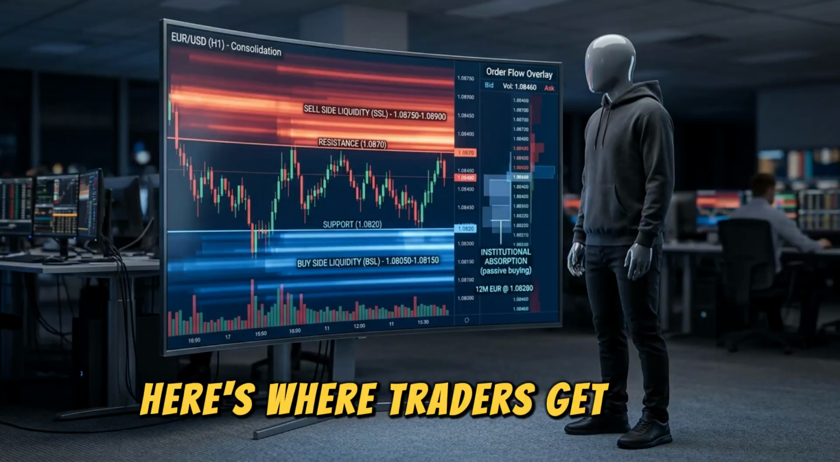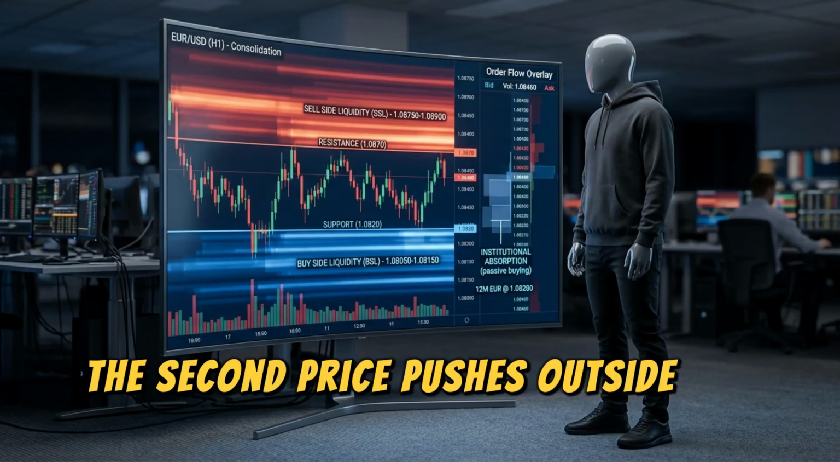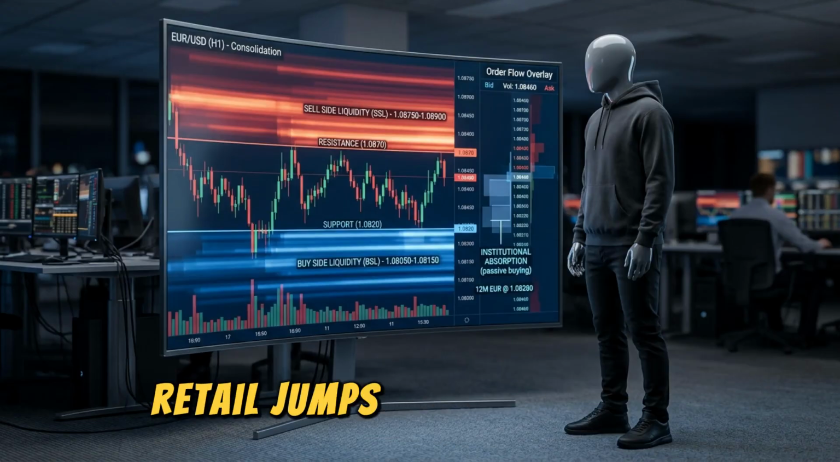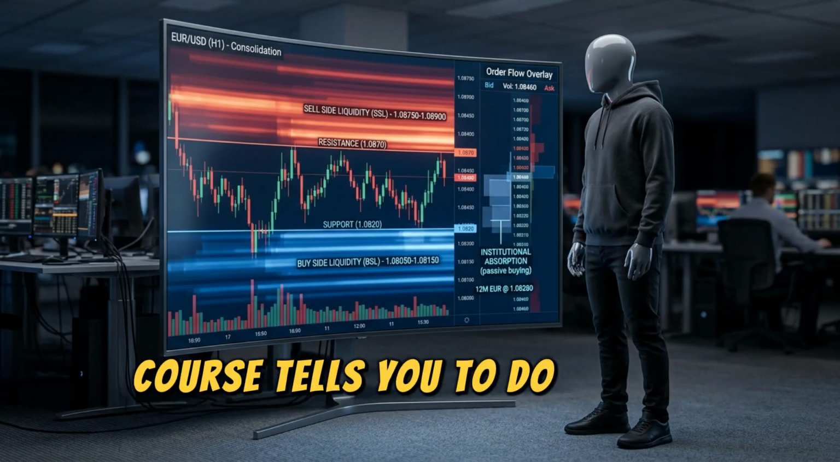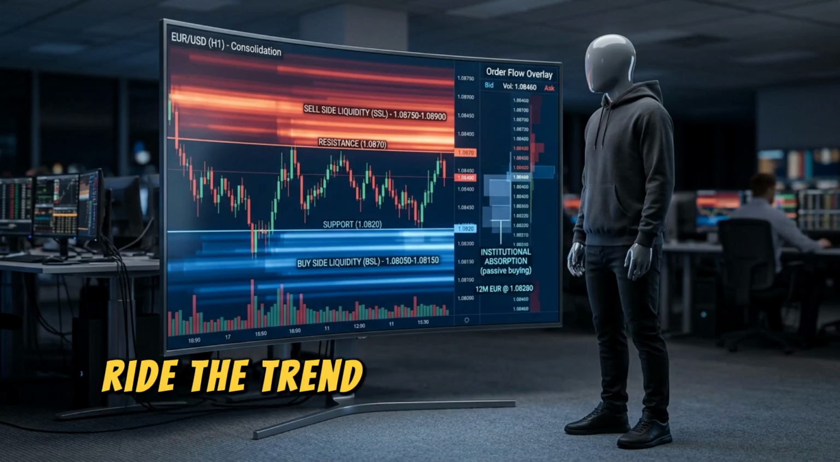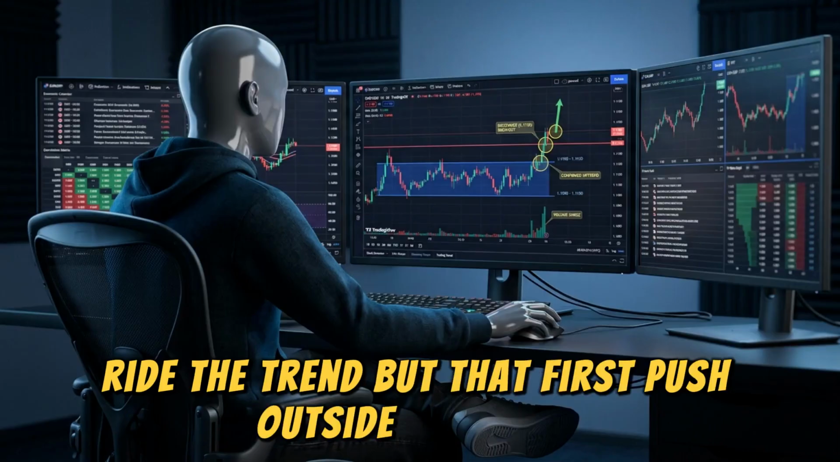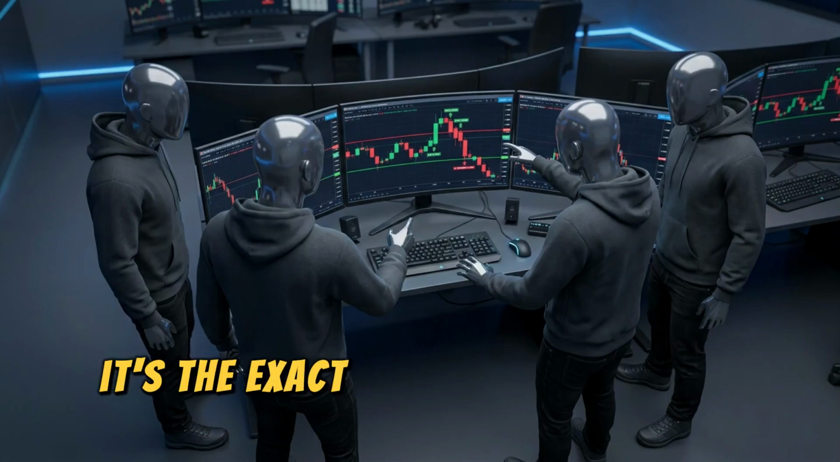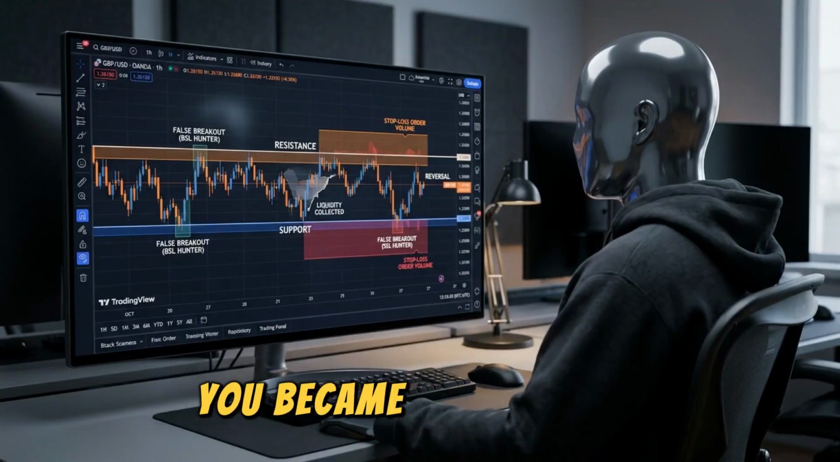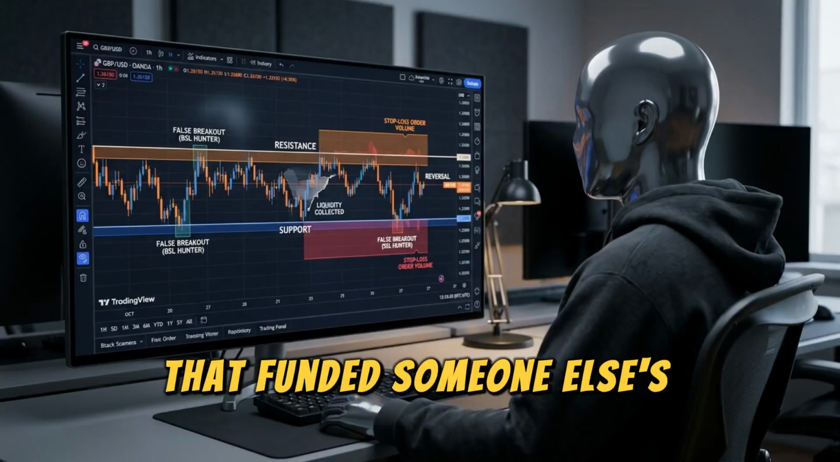Here's where traders get hurt. The second price pushes outside the range, retail jumps on the breakout, because that's what every strategy course tells you to do. Buy the break, ride the trend. But that first push outside the range is very often the trap, not the trend. It's the exact liquidity grab I just described. You didn't spot a breakout. You became the liquidity that funded someone else's position.